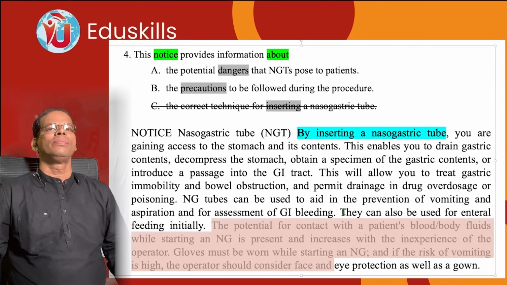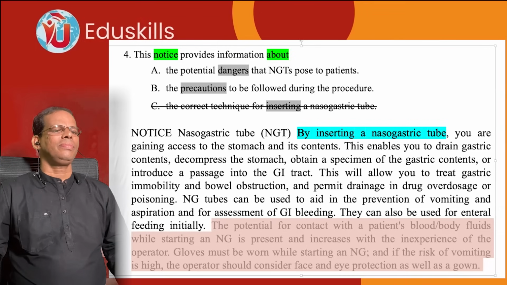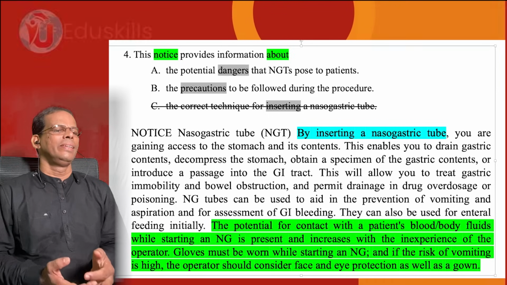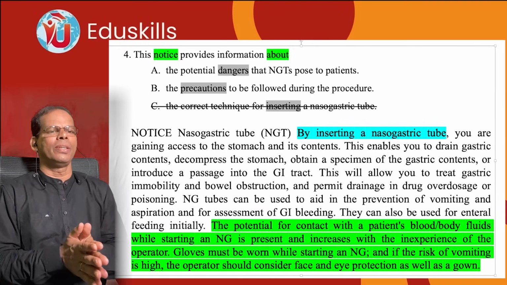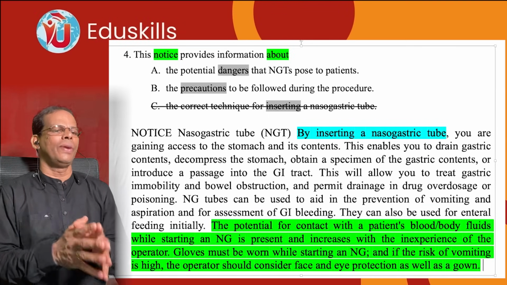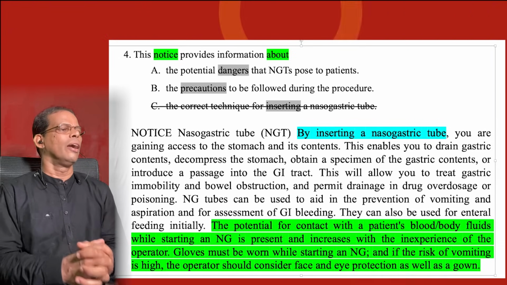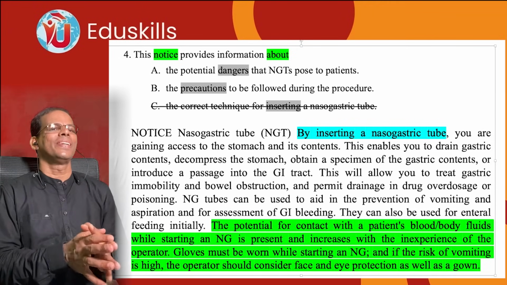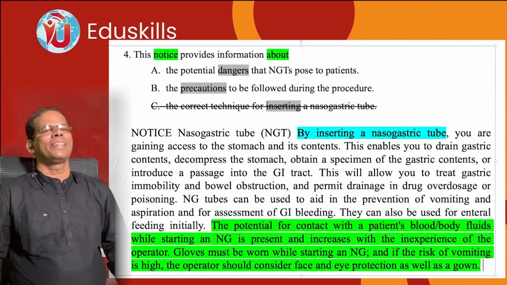What does this speak? Precaution, Father. Precautions. Yeah, clearly precaution, right? Gloves must be worn while starting an NG, and if the risk of vomiting is high, the operator should consider face and eye protection as well as a gown. So precautions. Yes, Father. So what is the answer? B. Precautions.